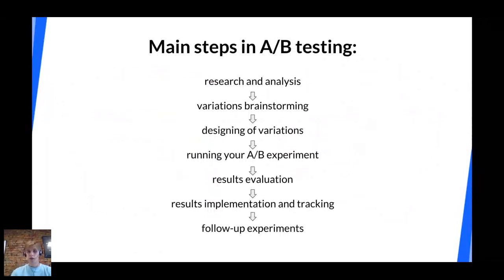So first, you do your research and analysis. Second step is variations brainstorming and designing. Then you're actually running your A/B tests and experiments. Then you evaluate and interpret those results, that crucial part which many guys fail. Then you implement results, track what changed in real life, and then you iterate and do some follow-up experiments.